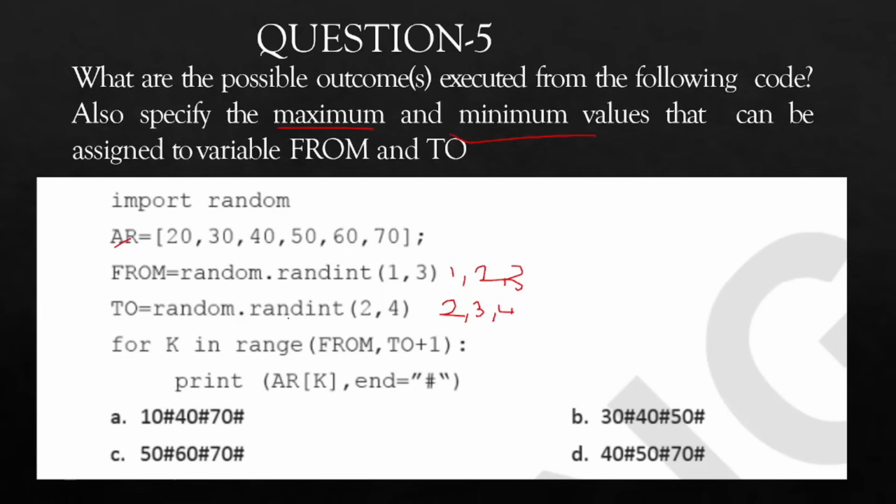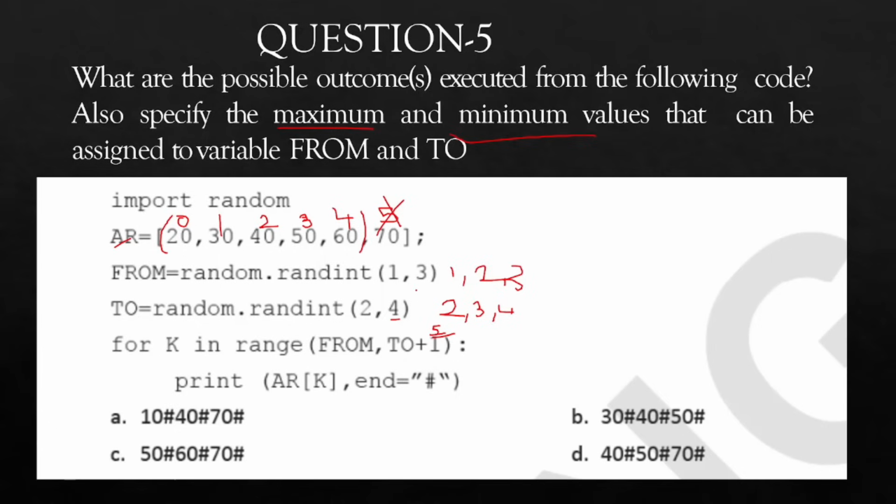And I'm creating a for loop here, from comma To plus 1. So what is To? To is nothing but 4. 4 plus 1 is 5. So the fifth value will not be included. So I'm writing here the index 0, 1, 2, 3, 4 and 5, right? So next one, print AR of K, end equal to dash. Now what is the range? The maximum range is 5 only. So 5 will not be included, up to 4.